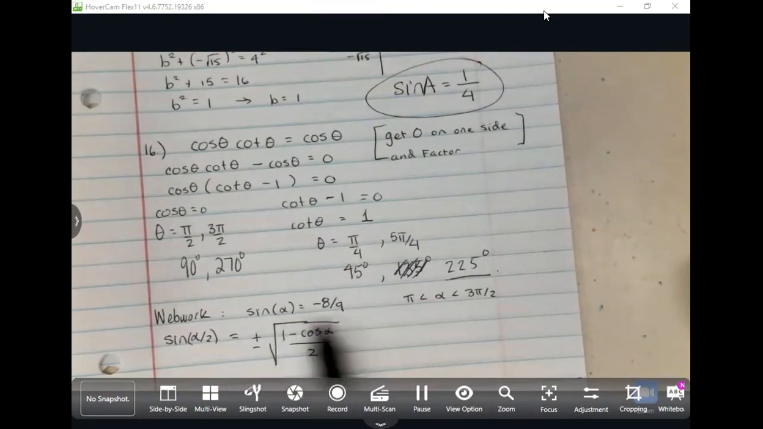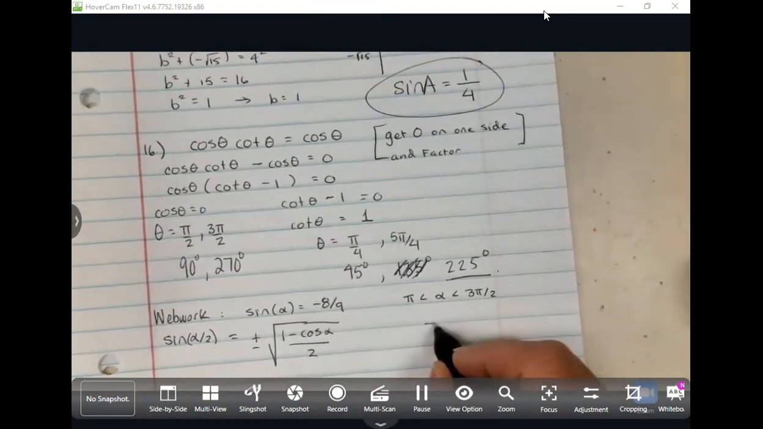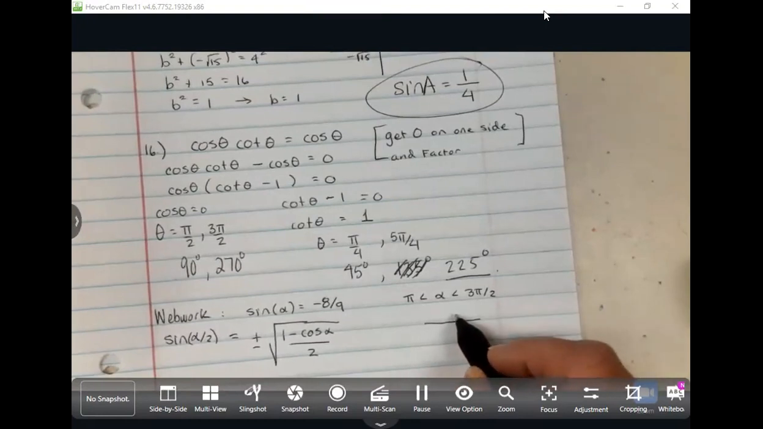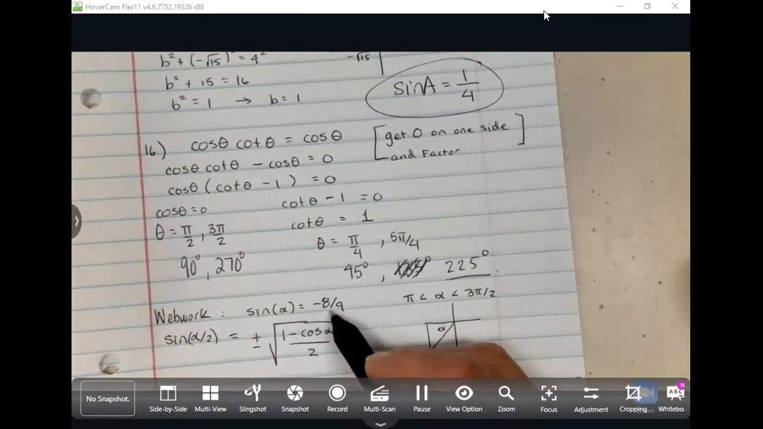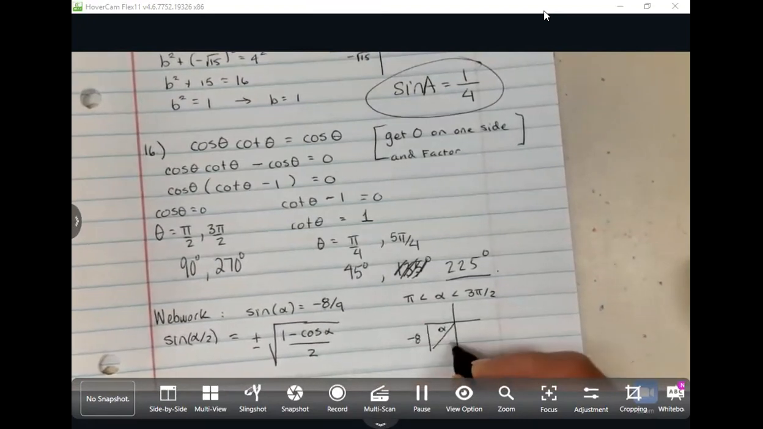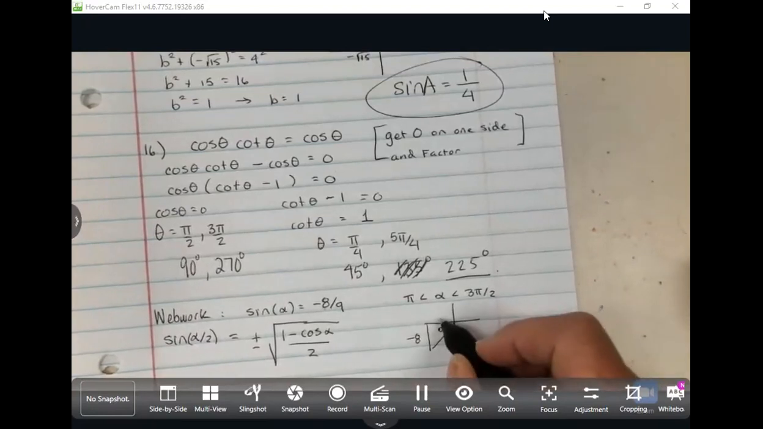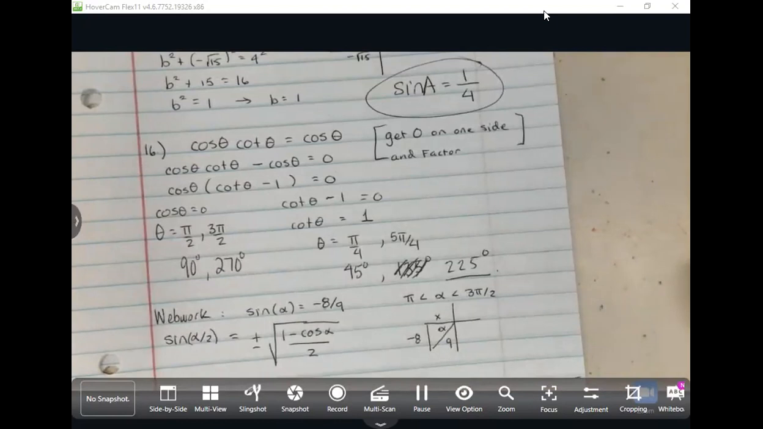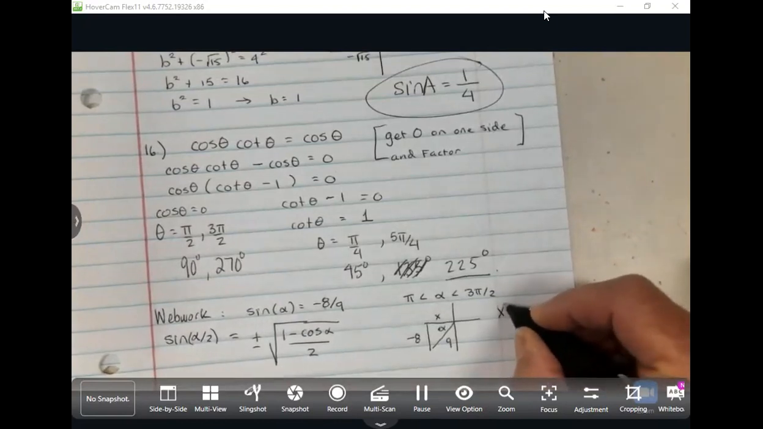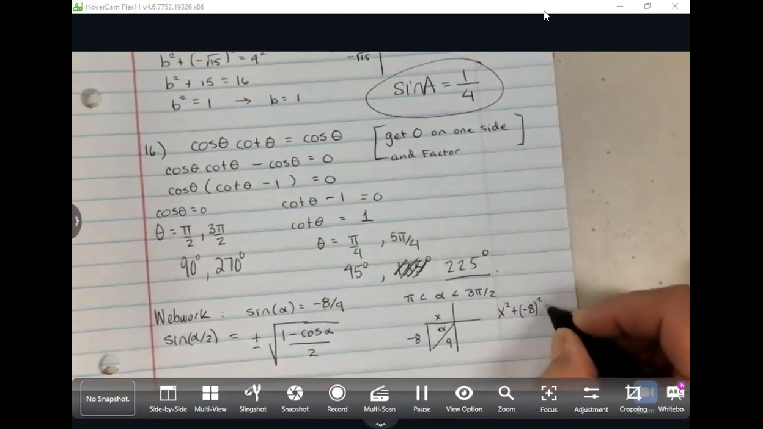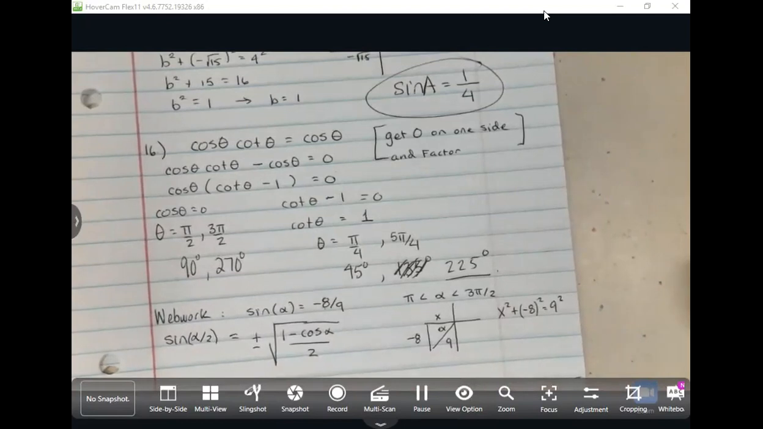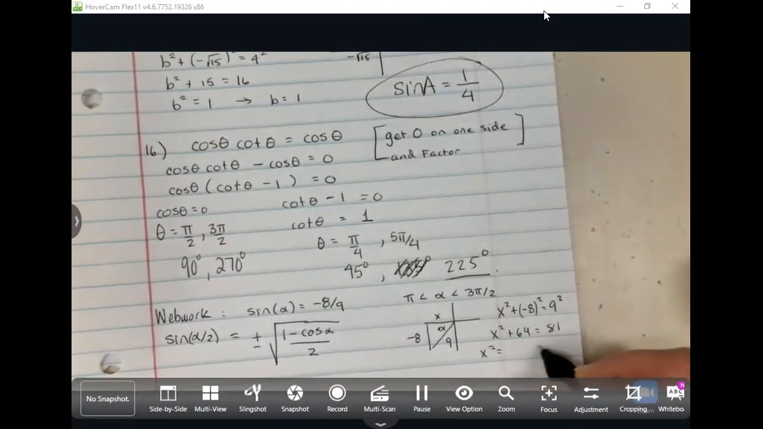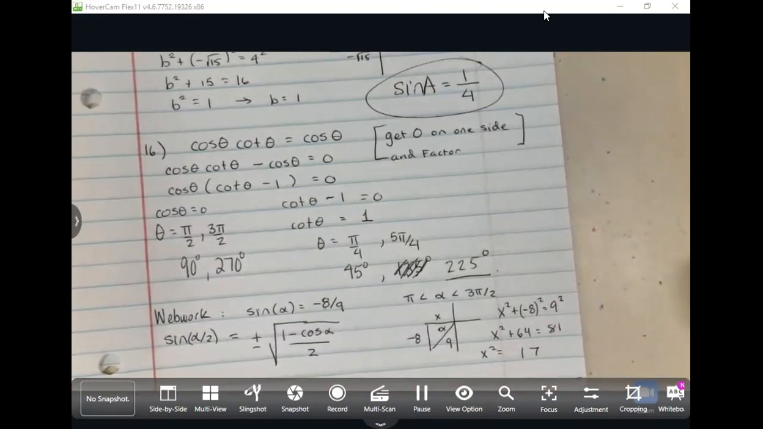We draw a triangle in quadrant 3. For angle alpha, sine is opposite over the hypotenuse. In quadrant 3, the adjacent side is also going to be negative, but let's find it. X squared plus -8 squared is 9 squared. Eight squared is 64, 9 squared is 81. 81 minus 64 is 17. So X is going to be, like I said, negative square root of 17.